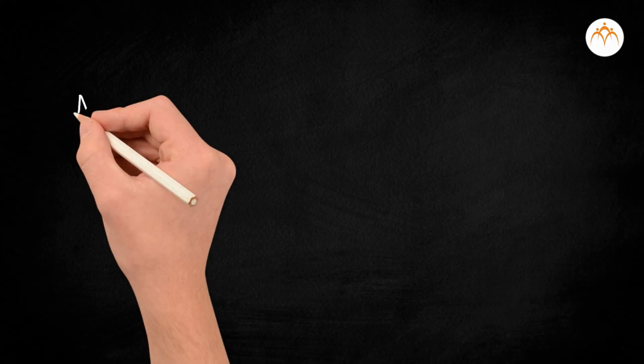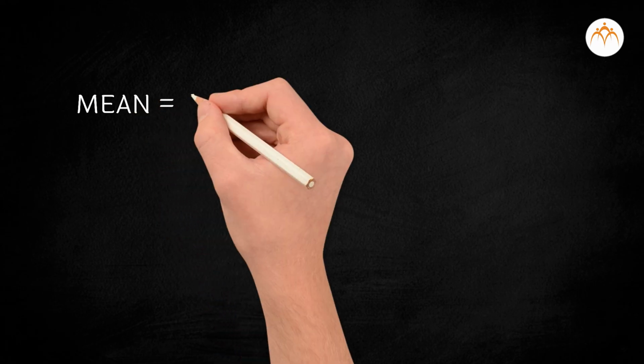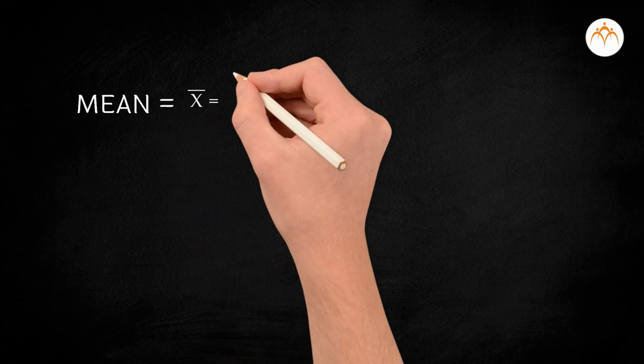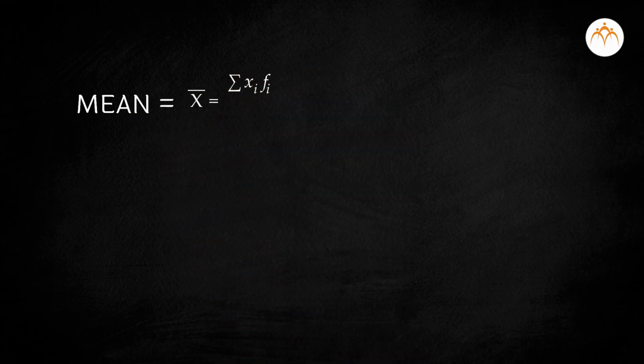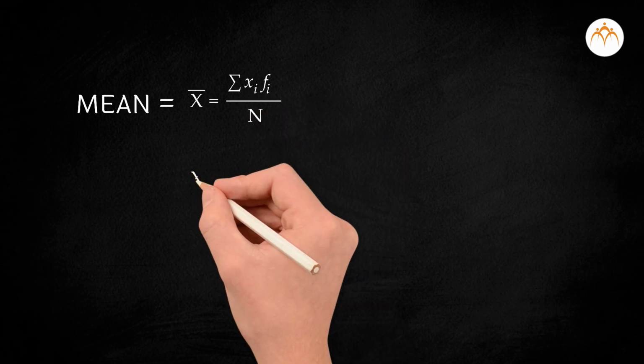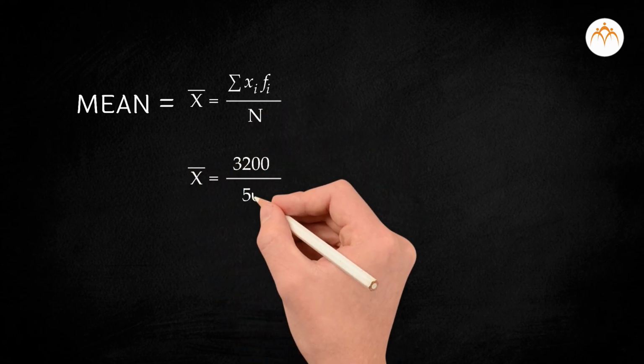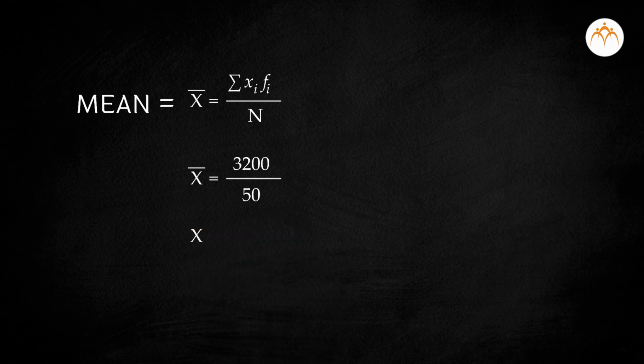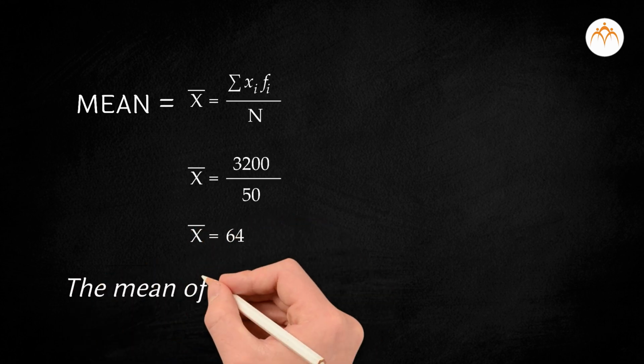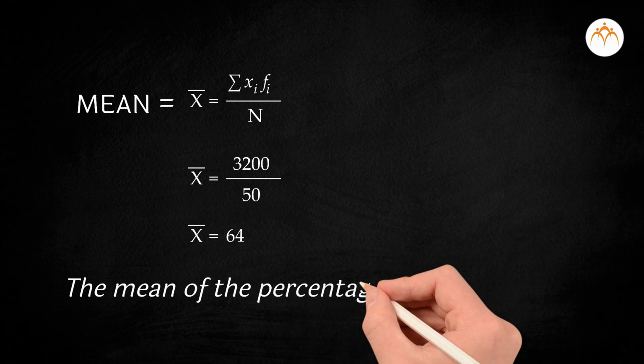Formula to compute mean of grouped or classified frequency data is mean, x bar, is equal to summation Xi Fi divided by n, equal to 3200 divided by 50 equal to 64. So, the mean of the percentage is 64 here.